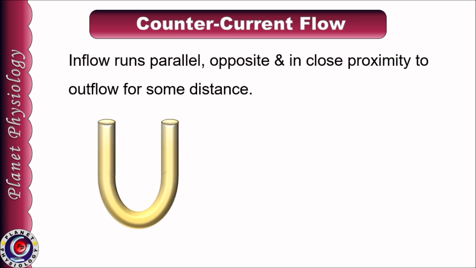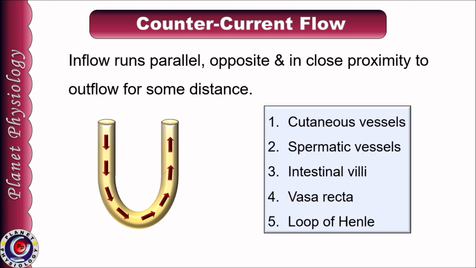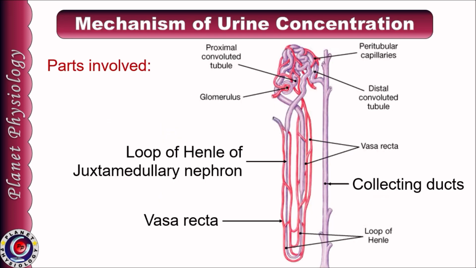Before going to this mechanism, let us first understand the concept of countercurrent flow. It means inflow runs parallel, opposite and in close proximity to outflow for some distance. This countercurrent blood flow is seen in cutaneous vessels, spermatic vessels, vessels of intestinal villi and vasa recta, and also in the filtrate flow in the loop of Henle. Now let us study the mechanism of urine concentration.